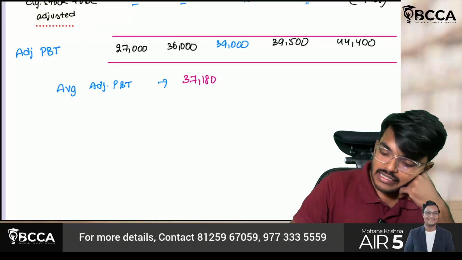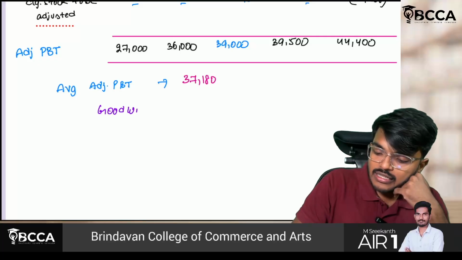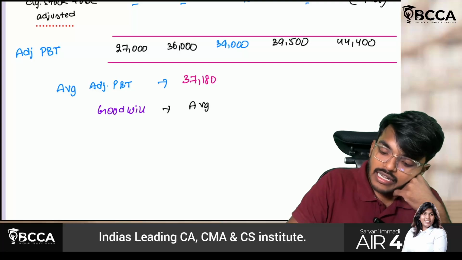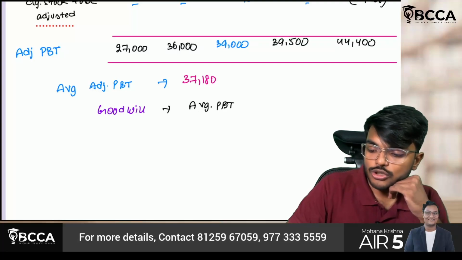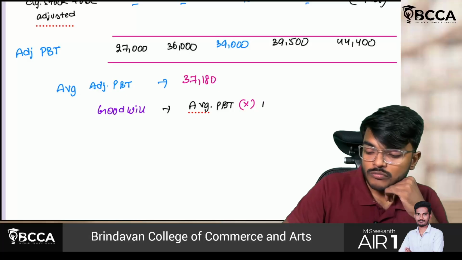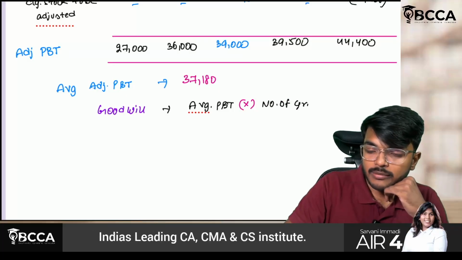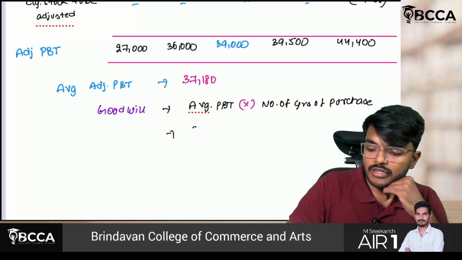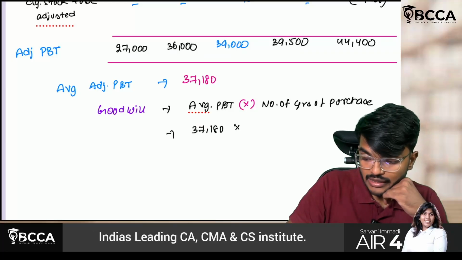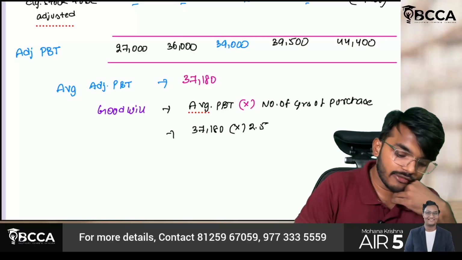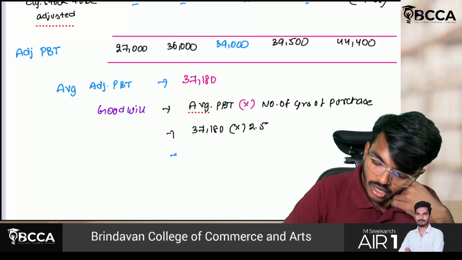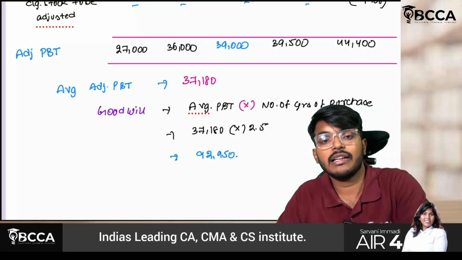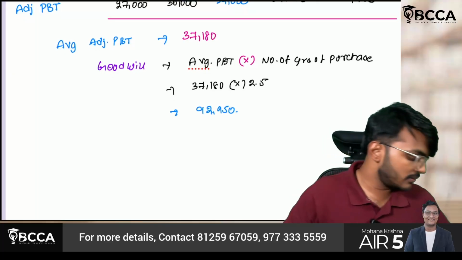Finally you will be calculating the goodwill. Sir, how will this goodwill come? It is very simple. You have to take average PBT and this should be multiplied by number of years of purchase. So 37,180 multiplied by 2.5, which means I will be getting 92,950, and this is my goodwill calculation. I hope this point is also clear. Please confirm if it is fine.